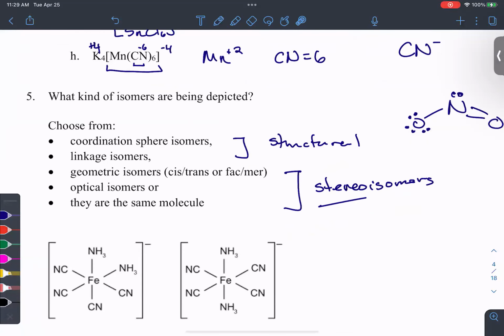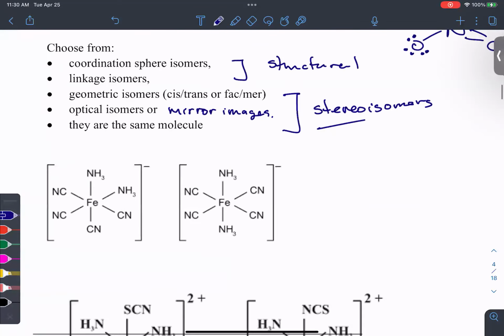Geometric isomers, we have two different kinds: cis and trans, fac and mer. We have optical isomers, so we're typically looking at mirror images. And then my favorite is, maybe I give you a mirror image of a molecule, but it actually is the same molecule. Only in optical isomers, when you take the mirror image, you actually get a brand new unique molecule that has different optical properties. But sometimes when you take a mirror image of a molecule, you get the same molecule back. So understanding how these molecules look in space is very, very important.